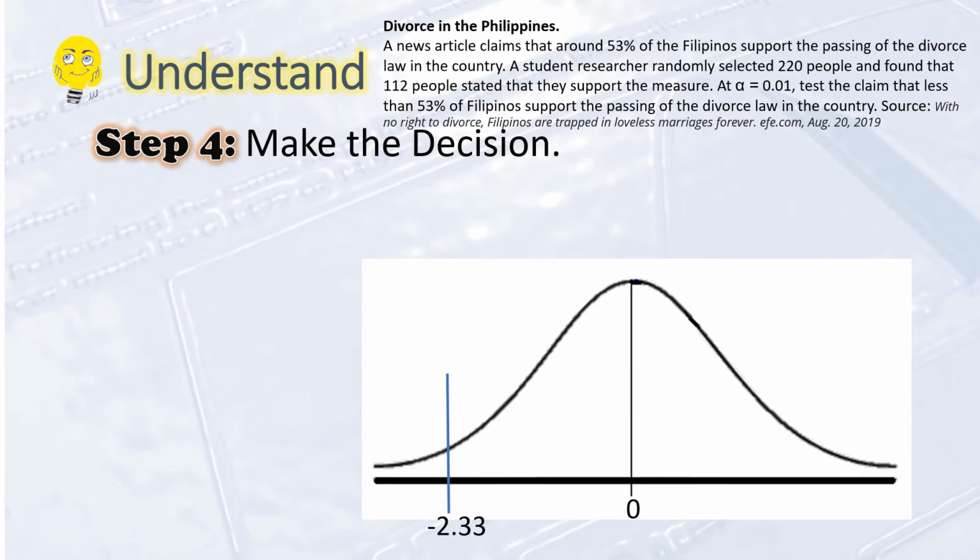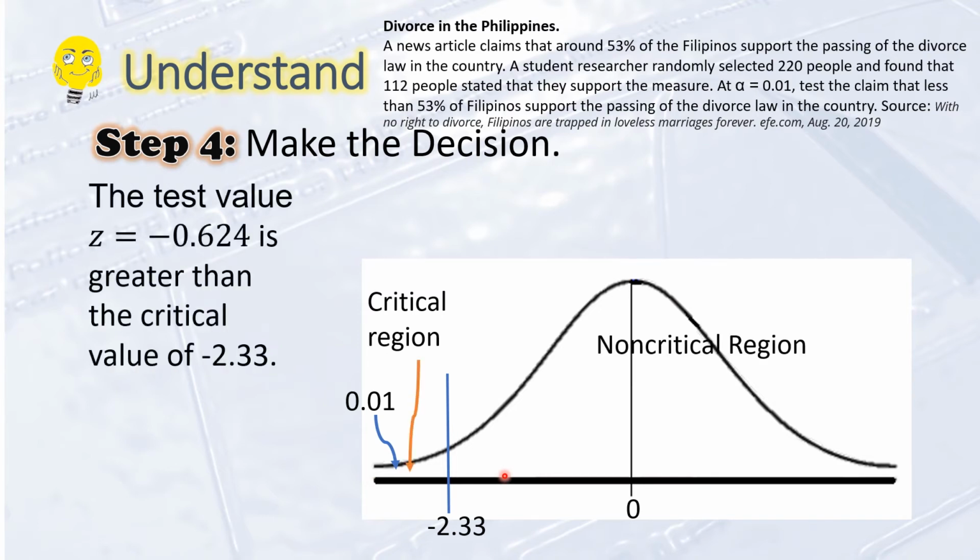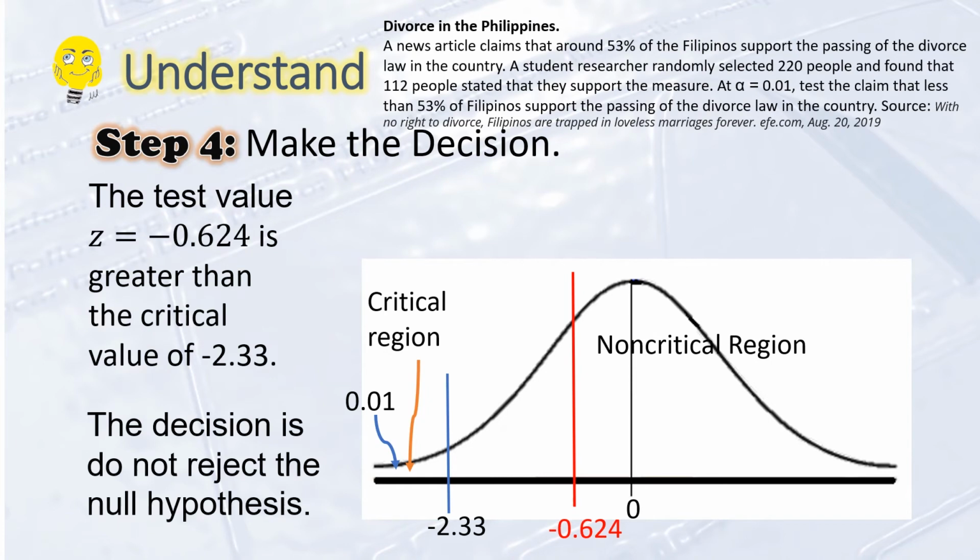Our z-critical is negative 2.33, that is obtained from step 2. So we have alpha 0.01, and this is our rejection region or the critical region. On the other side of the z-critical value is the non-critical region. The test value of negative 0.624 is greater than the critical value of negative 2.33. Hence, it is in the non-critical region. Therefore, the decision: do not reject the null hypothesis.